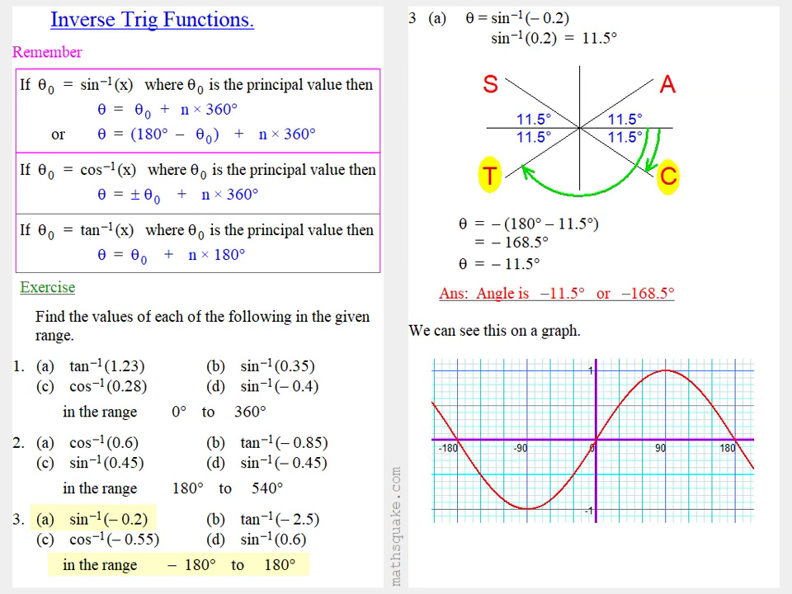Now we can see this if we draw a diagram. If we draw the sine curve and then draw a line across at y equals minus 0.2, we see it crosses the graph at 2 points. One is at minus 168.5 degrees and the other is at minus 11.5 degrees. And so the graph shows that we were correct when we did it the first time.